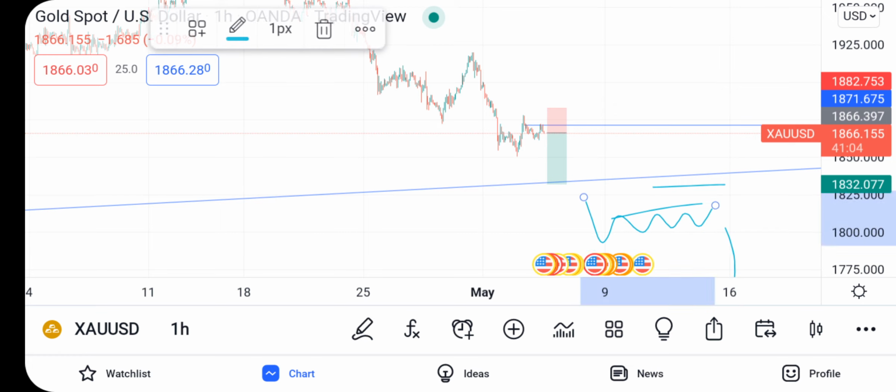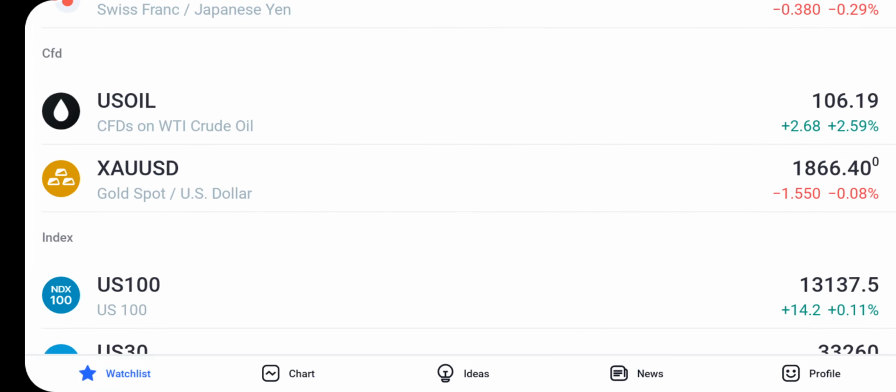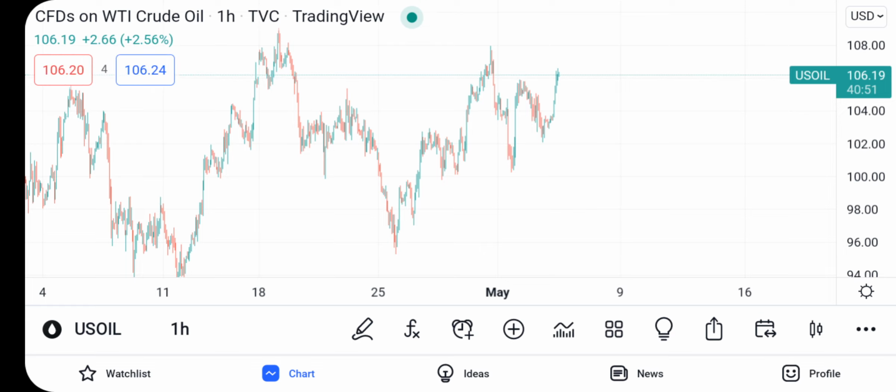But for now, I'm taking a sell on gold. I believe it will sell. So again, US oil. I like this one also.